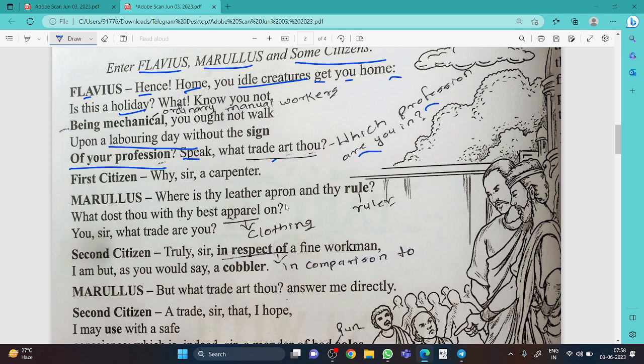Actually, Flavius is scolding all the common people of Rome, because the common people of Rome gathered there in order to welcome Julius Caesar, their hero, their champion. But they were not doing their own job. They were not doing their own duty, as they were off duty. That's why Flavius is saying that this is a normal working day, a laboring day, and without profession you are today. Means Flavius is scolding the other people.